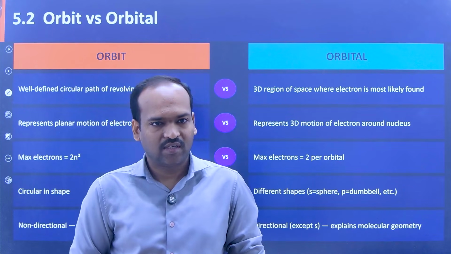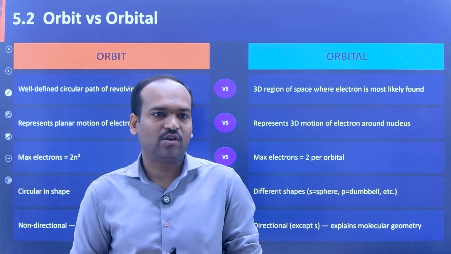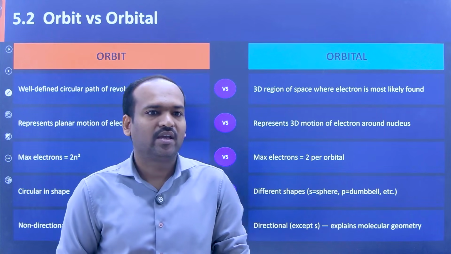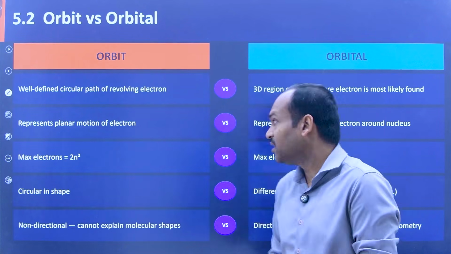Okay, orbital, if it is spherical, then non-directional. Okay, d orbital is double. Yes, correct.